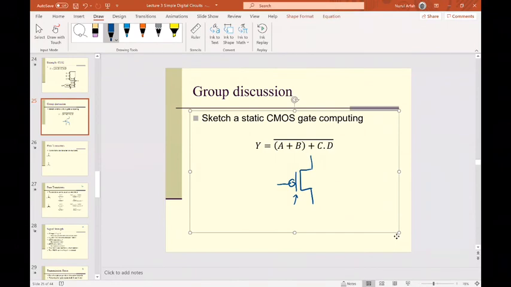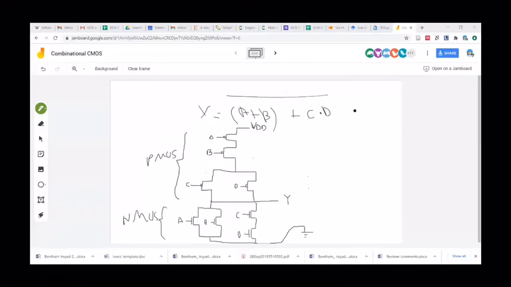Okay, I will unshare my screen. Stop sharing. Okay. Then, good job, group 1. Okay, group 2.